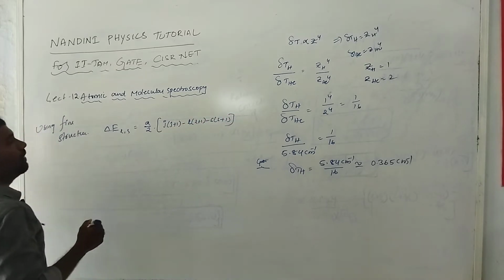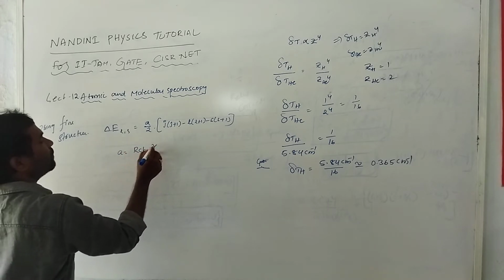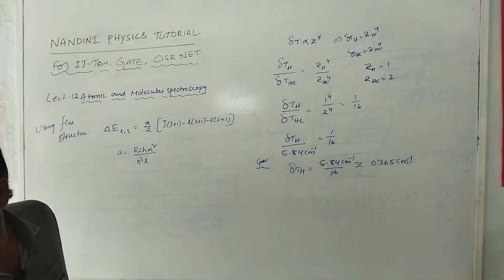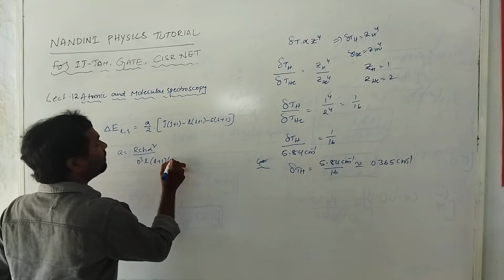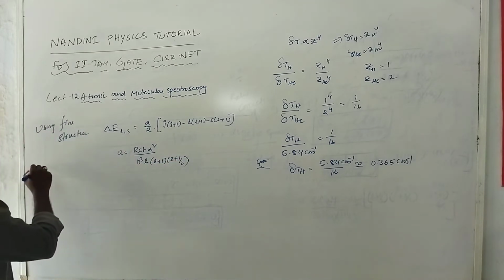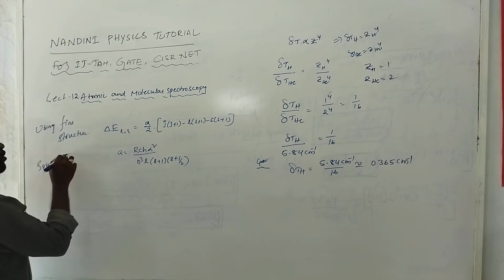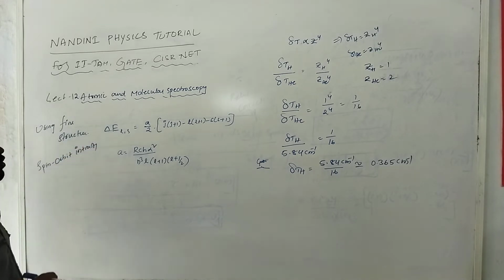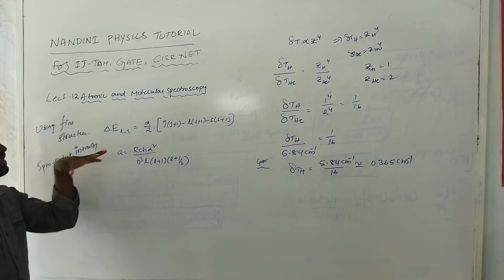Where A is equal to R C H alpha square divided by N cube L into L plus 1 into L plus half. Okay, so this is the A value according to fine structure, according to spin orbit interaction. So this is the term which arises from spin orbit interaction. So finally we proved this equation in the last session.